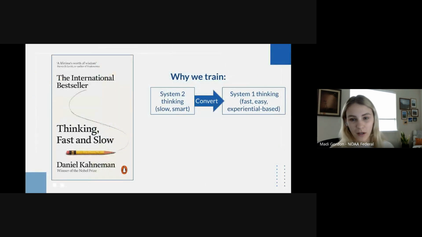So what am I rambling on about? What is this all from? This system 2 and system 1 cognitive theory is from the book called Thinking, Fast and Slow by Daniel Kahneman. This is a widely accepted psychological theory that describes these 2 distinct cognitive processes that occur when we're making judgments and decisions. So why we want to train, right? Our system 2, that's more slow, it is smarter, it's controlled. We want to convert that into our system 1 thinking so that we're more quickly coming to the correct decisions.